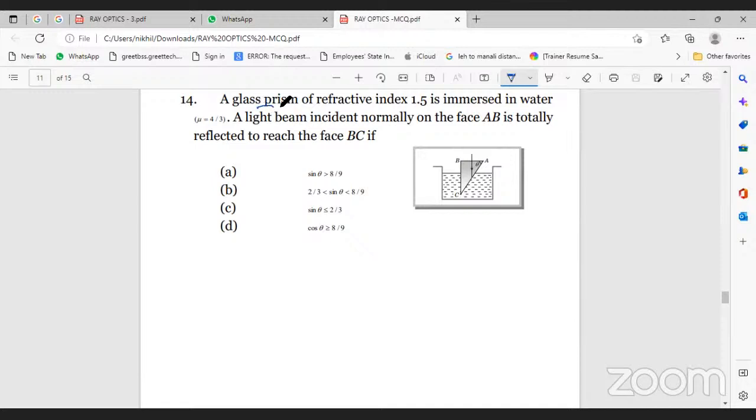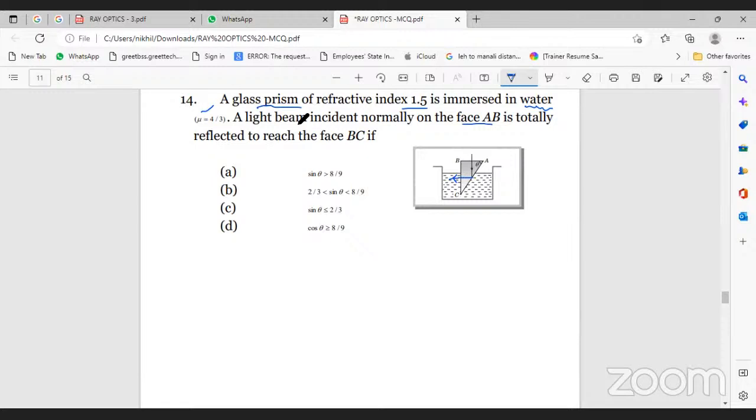A glass prism is given. What is the refractive index? 1.5. That is immersed where? Water. What is the refractive index of water they have given? 4/3. Now, the light beam is incident normally on the face AB, is totally reflected to reach the BC. Now it is going to reflect at this point to reach the BC.